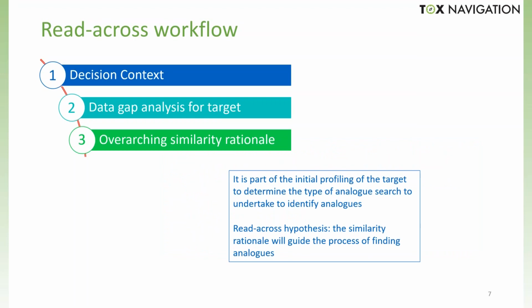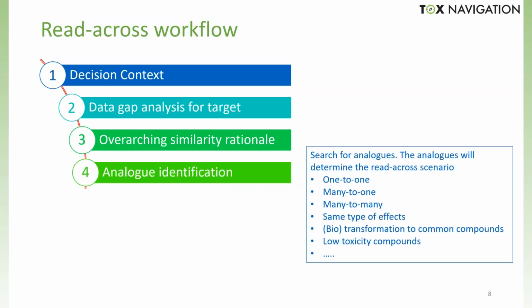Step 3 is to build an overarching similarity rationale. As mentioned before, the similarity hypothesis must be based on the endpoint. For example, you would have a different similarity hypothesis for, say, genotoxicity to repeated dose toxicity. The similarity hypothesis will guide you in choosing the most relevant analogues for the endpoint. And these two steps go hand in hand and is often an iterative process dependent on what data is available.